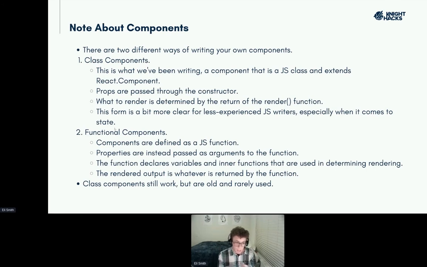So instead, what we typically use is functional components. Functional components are from a more recent version of React, and they're JavaScript functions that return what we want to render from them. So instead of having a constructor, we pass properties into the arguments of the function. And the function can declare variables and functions inside of itself to determine what we're going to render. The rendered output is whatever's going to be returned by the function. So we don't include a render method. Simply, we just return our tree of things that we're going to render. And again, we don't really use class components anymore. So for the rest of this presentation, we're going to stick with functional components.